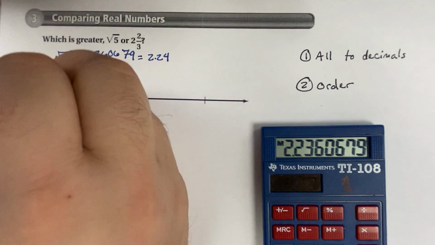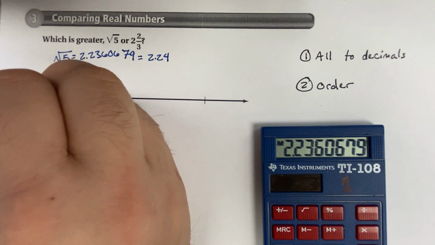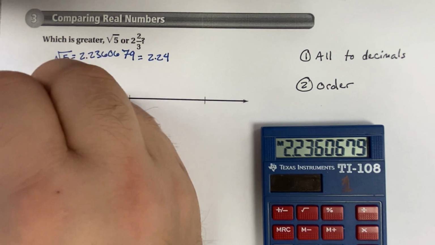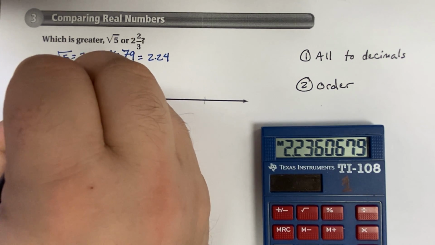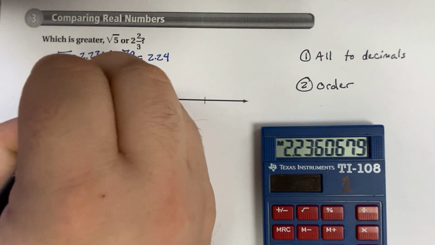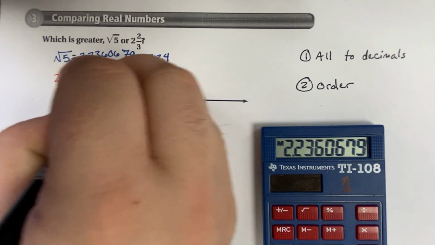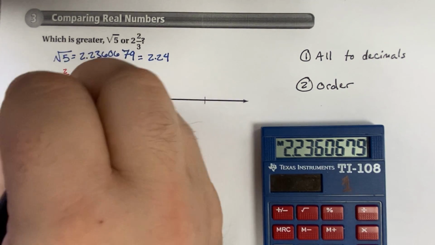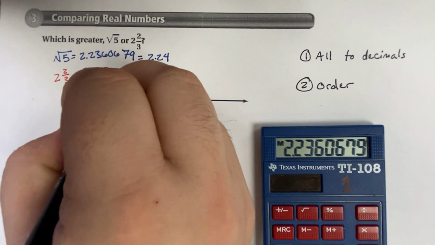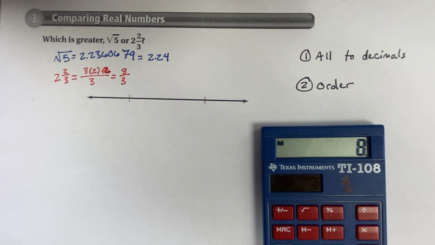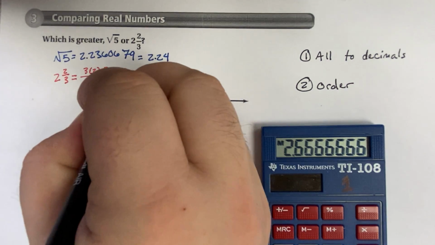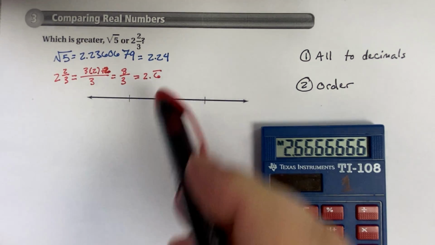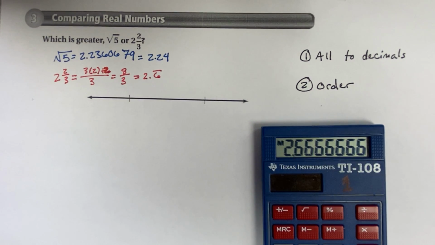All right, now I'm going to take 2 2/3, and I'm going to realize that's the same as 3 times 2, which is 6, plus 8. So 3 times 2 plus 6 over 3, which is equal to 6. Or sorry, I put a 6 there. That's supposed to be a 2. So that's 6 plus 2 is 8 over 3. And when I do 8 divided by 3, I'm going to get 2.6 repeating. So these are the two numbers I'm going to look at and compare.